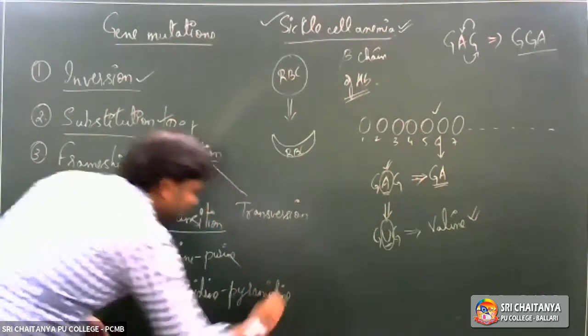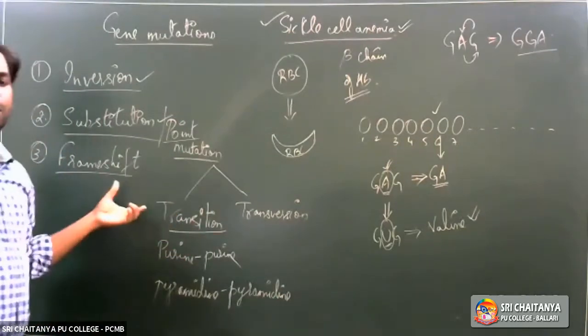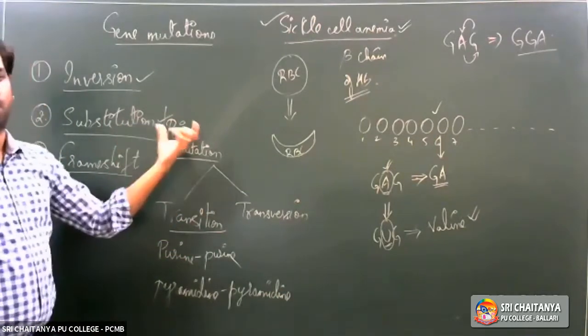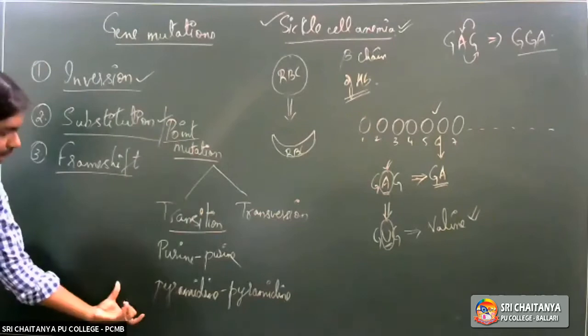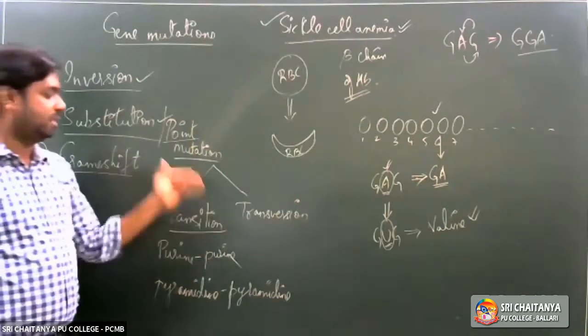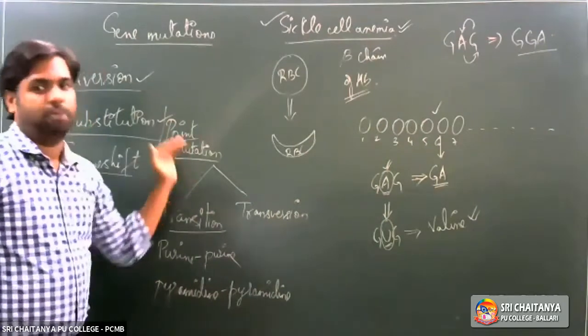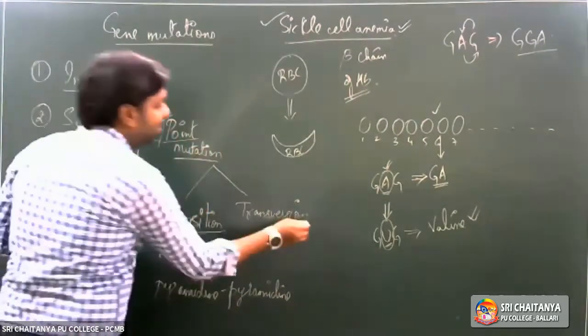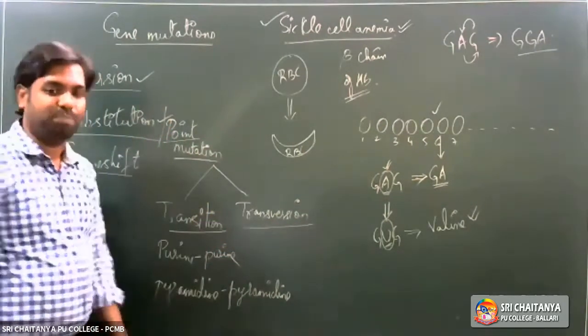Right? So if a purine is replaced by another purine, we also call it transition type of point mutation. If a pyrimidine is replaced by another pyrimidine, that type of mutation we also call transition type of point mutation. Now, what could be transversion type of point mutation?